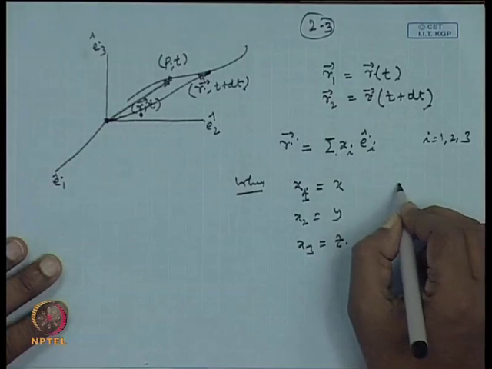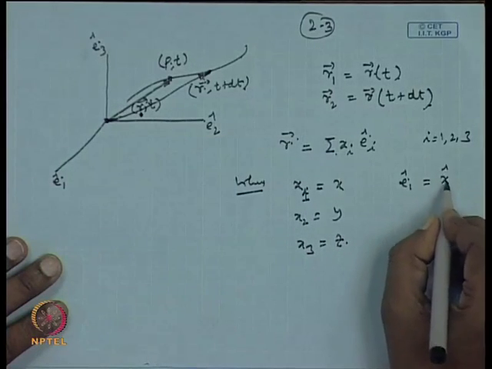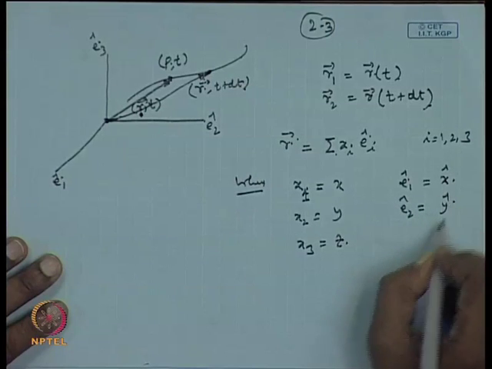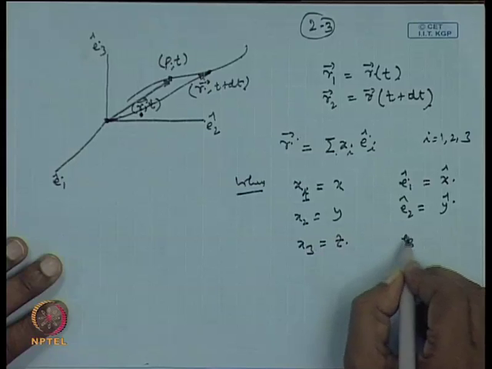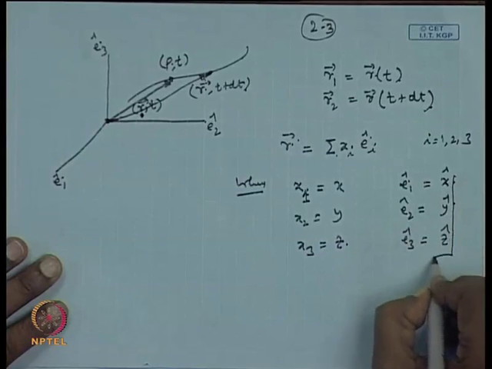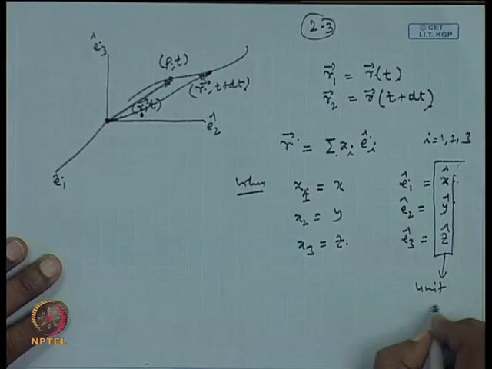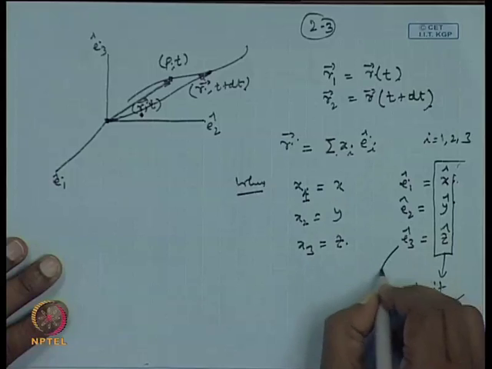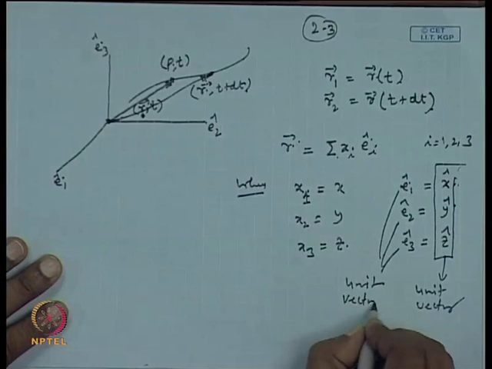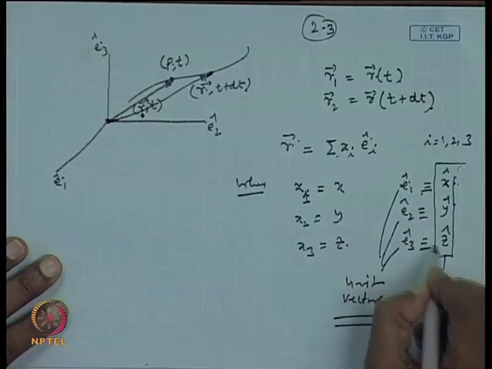Similarly, E 1 is equivalent to the unit vector in the direction of x, E 2 is equivalent to the unit vector in the direction of y, and E 3 cap is equivalent to the unit vector in the direction of z. So, these are unit vectors, and these are also unit vectors.